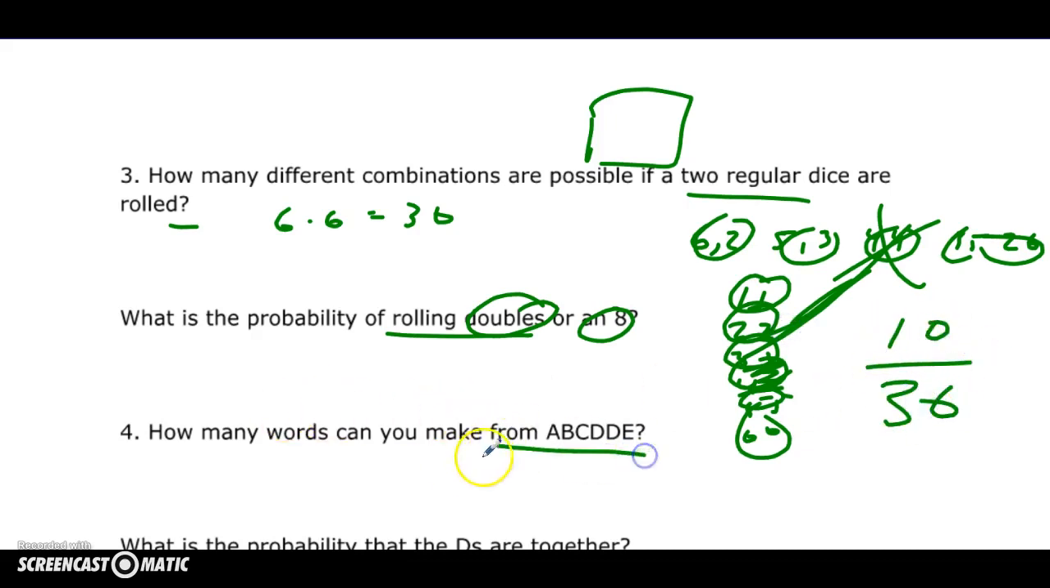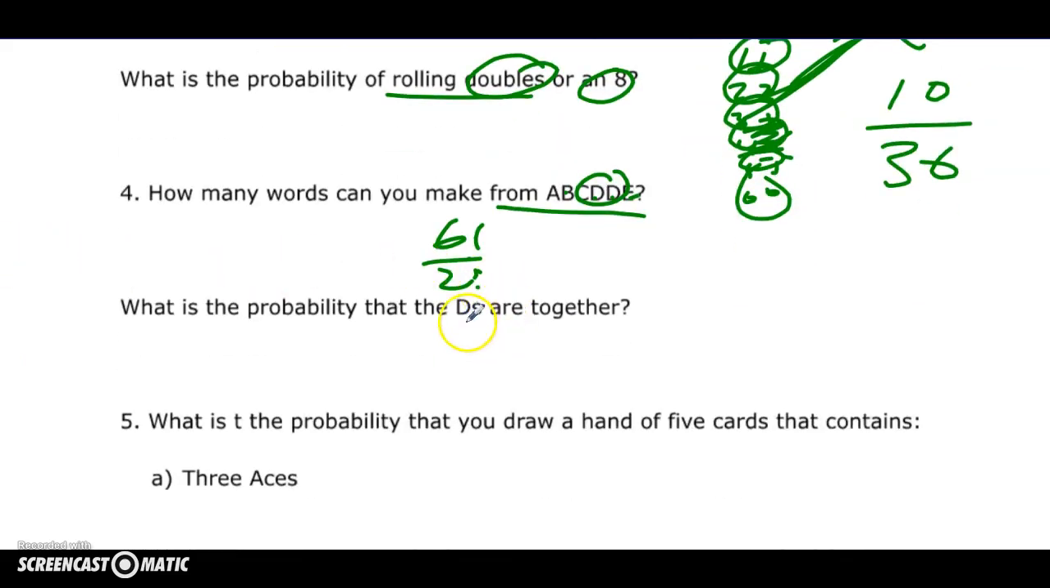How many ways can you make a word from this? So 1, 2, 3, 4, 5, 6 letters lined up, and divide by the number of repeated letters. You see the D's twice, so you divide by 2. So that's a number. And what's the probability that the D's are together? Whatever number that is, don't leave it as a fraction. That's your denominator.